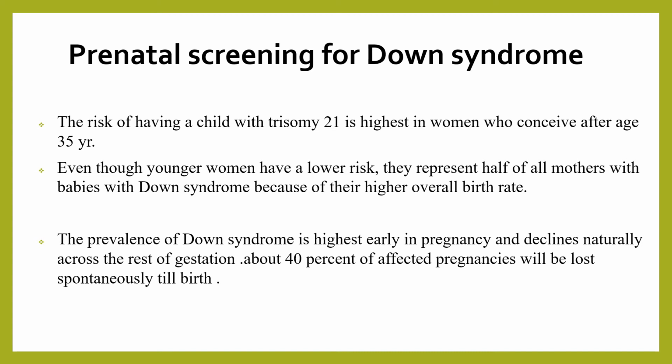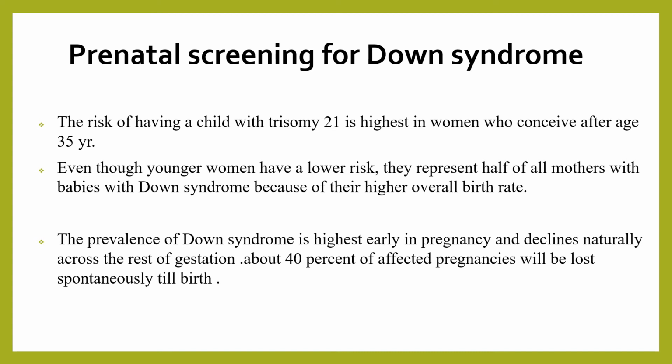When we look at prenatal screening for Down syndrome, the risk of having a child with trisomy 21 is highest in a woman who conceives after age 35 years. This is a well-known age for having a child with trisomy 21. Even though younger women have a lower risk, they represent half of all mothers with babies with Down syndrome. This is because they have a higher overall birth rate.